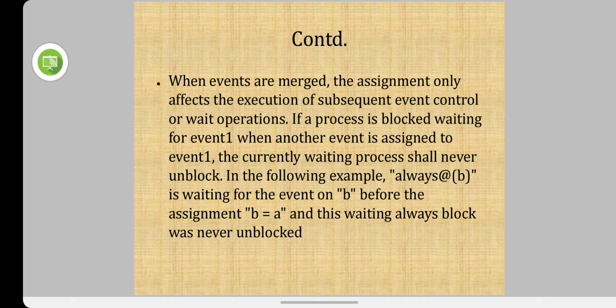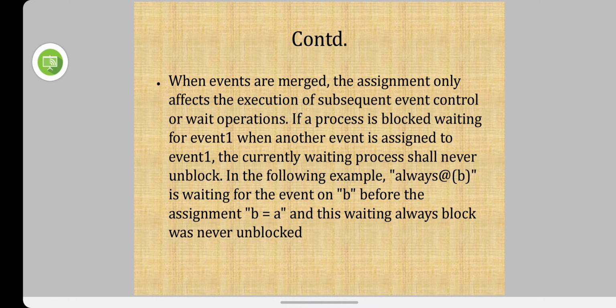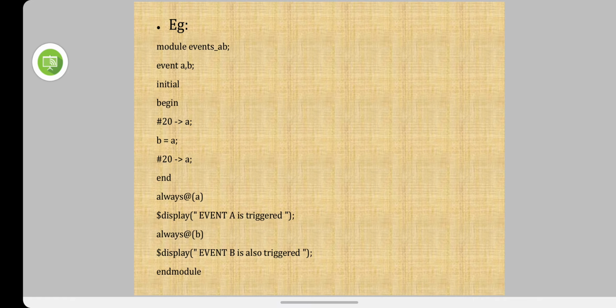So when events are merged, the assignment only affects the execution of subsequent event control or the wait operations. If a process is blocked waiting for the event 1, when another event is assigned to the event 1, the currently waiting process shall never unblock. And we have another example, where they are telling that the always at the rate b is waiting for the event on b before the assignment b equal to a, and this waiting always block was never unblocked. So it is telling that the second always block is always waiting for the b to be triggered. So what is the code here?